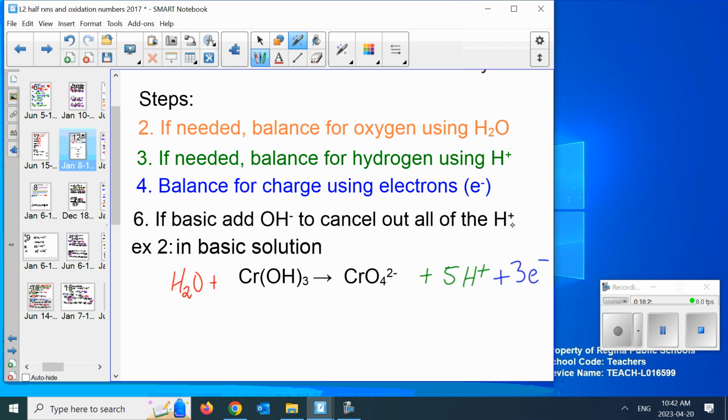This is math, basically, right? You subtract X from this side, you've got to subtract X from that side, or if you add 5 to this, you've got to add 5 to that. Same skill. So here I go. I look for this, and I'm going to stack it like arithmetic. I've got 5 H pluses. I'm going to add 5 OH negatives, hydroxide.